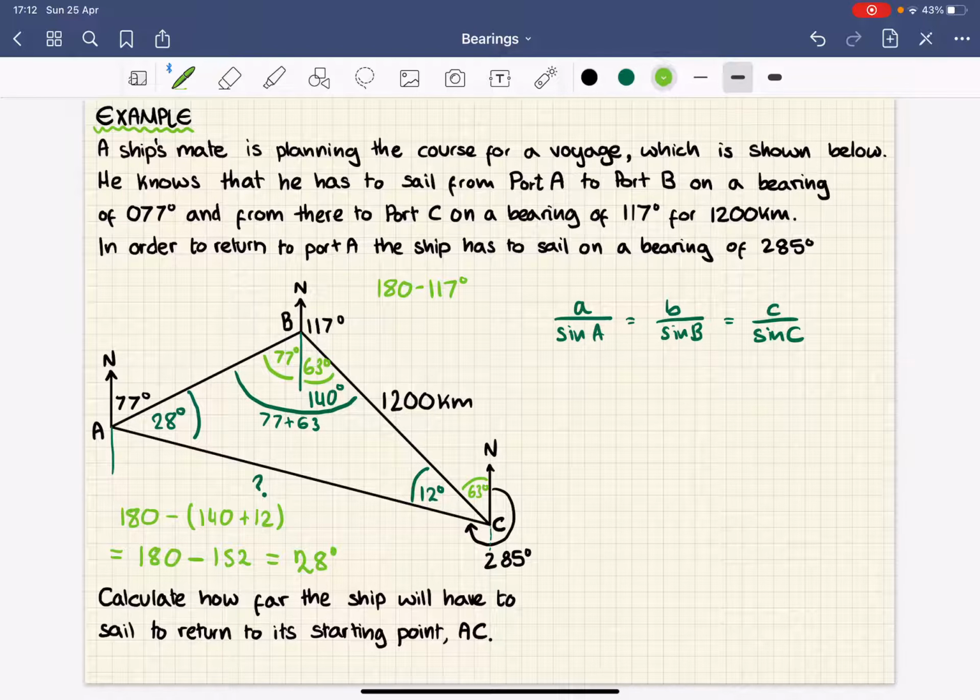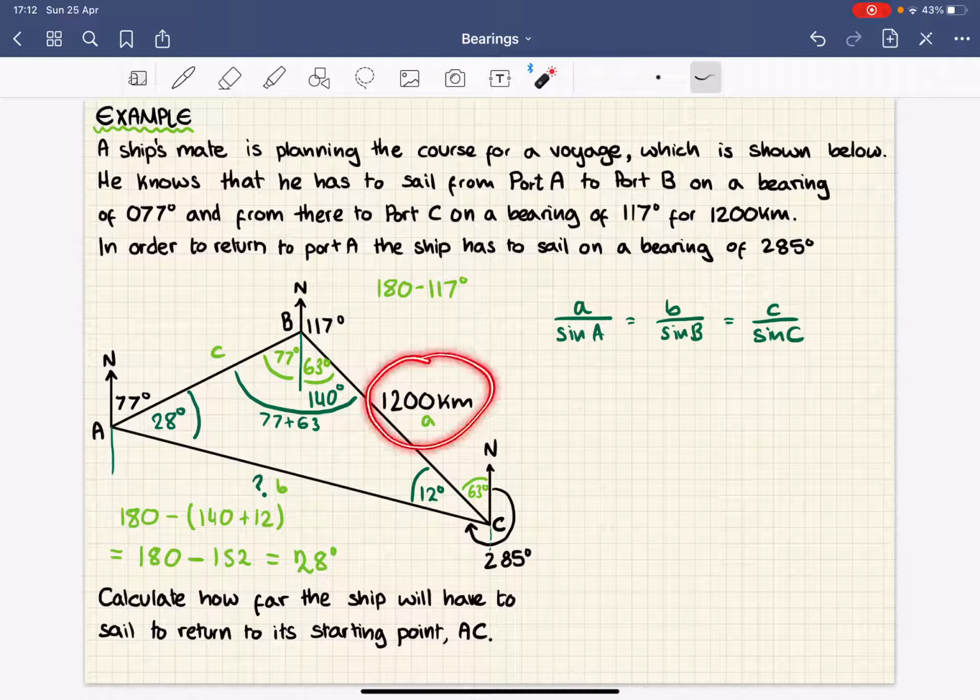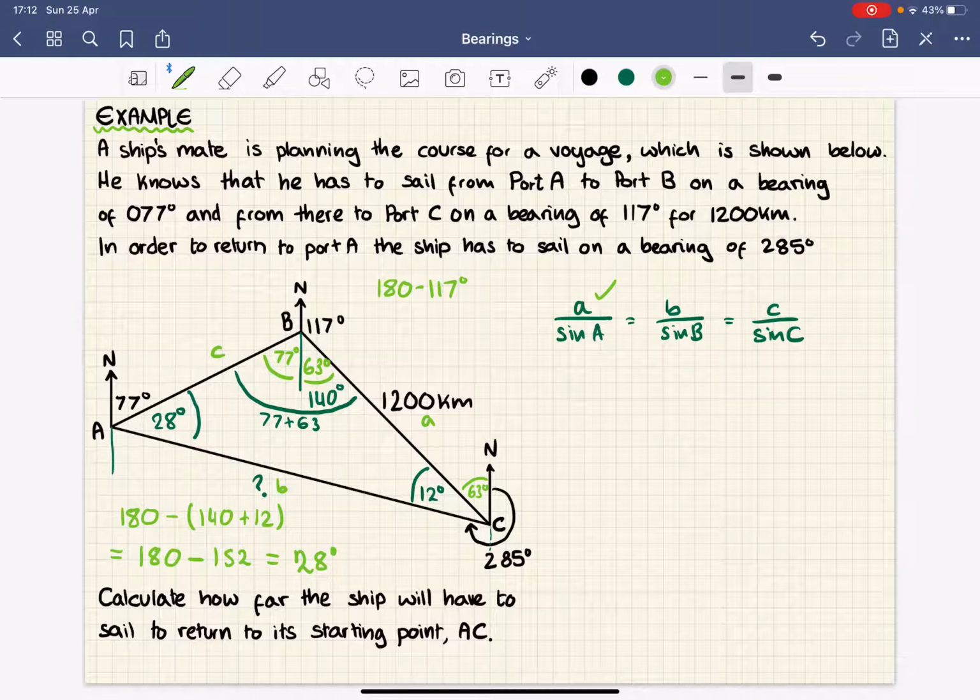So labeling my sides, that's my lowercase a, lowercase b, and lowercase c. My capital A, my lowercase a is that 1,200 here. So I'm going to give that a tick. My capital A is this 28 over here. So I'm going to give that a tick. My lowercase b I want to find out. And my capital B is this 140 degrees here. So give that a tick. Lowercase c I don't have any information for. My capital C I do know, which is at 12, but that's the only one where I don't have two ticks, so I'm crossing it out.